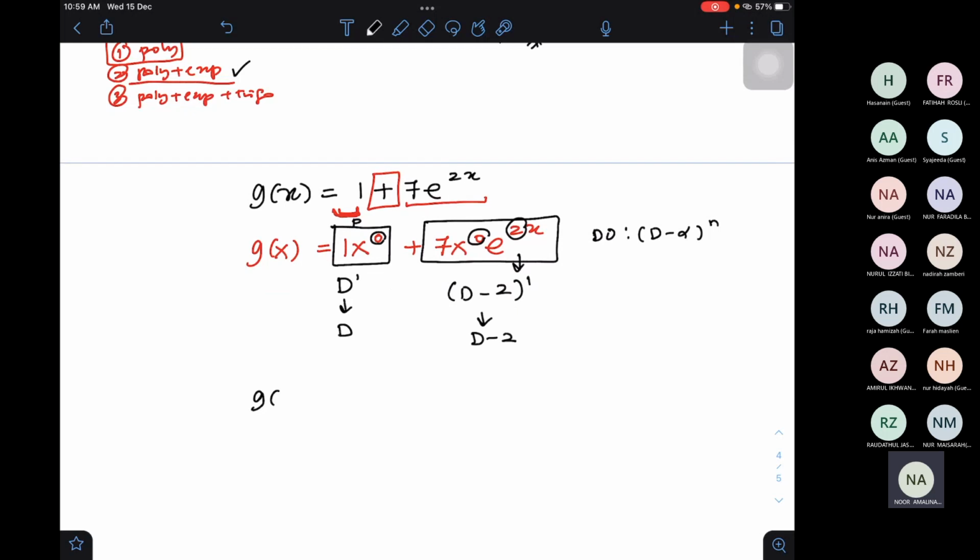So apa dia differential operator untuk u punya gx? Darabkan dua-dua, combinekan dua-dua differential operator dengan operasi darab. So this is your differential operator. Okay, ini cara nak tentukan differential operator. Kejap lagi kita nak tengok macam mana kita nak guna.